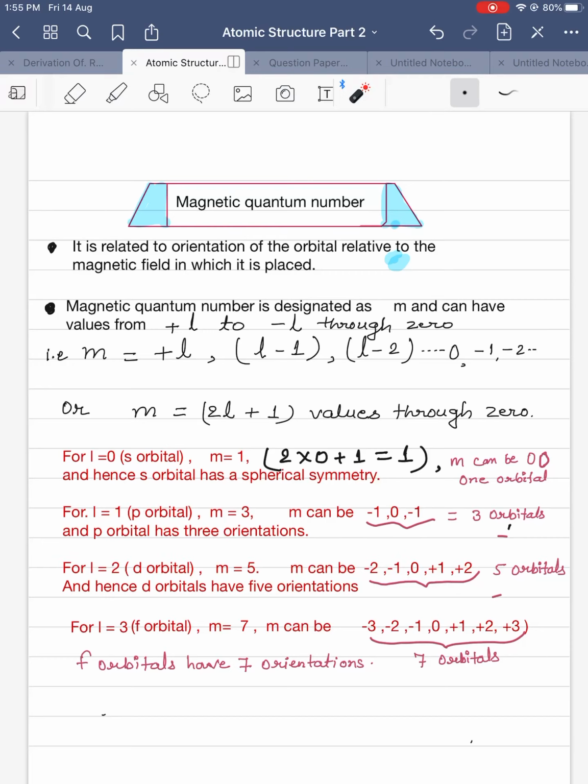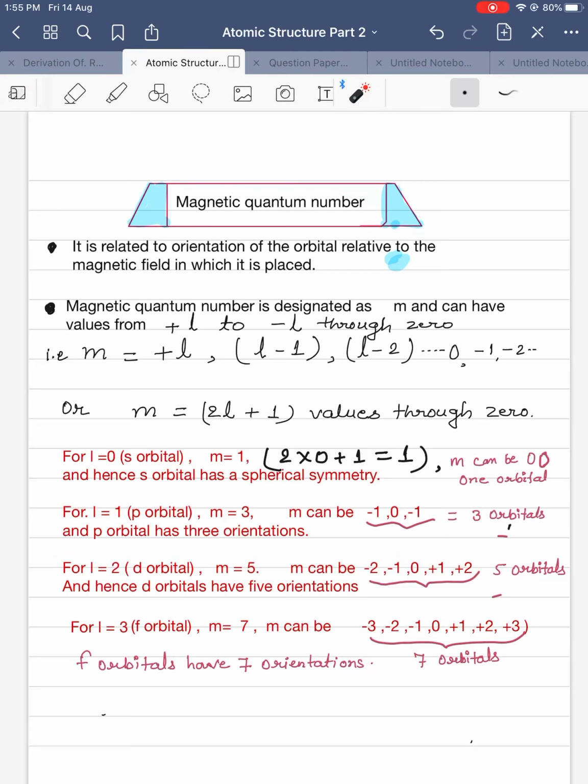Magnetic quantum number is designated as m or ml, and it is related to the orientation of the orbital relative to the magnetic field in which it is placed. Actually, the magnetic quantum number was introduced to explain the Zeeman effect. Zeeman effect is the splitting of spectral lines under the influence of an applied magnetic field.